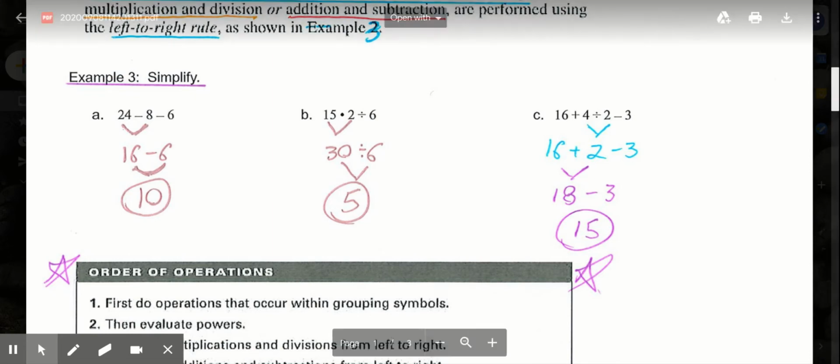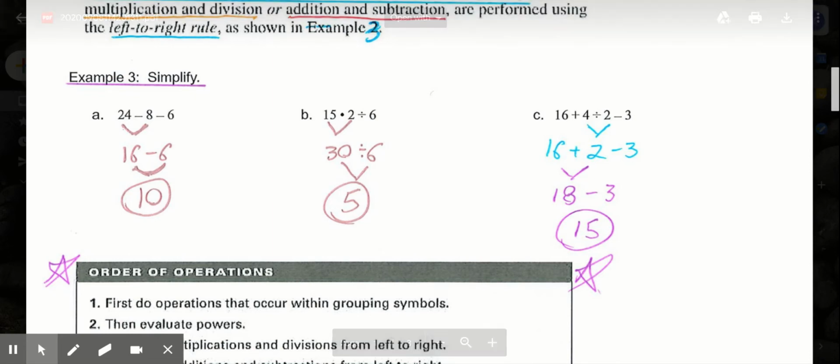And then in C, we have addition, division, and subtraction. So first, I have to take care of the division. So I bring down the 16 plus, and then 4 divided by 2 is 2, and bring down the minus 3. So then it becomes 16 plus 2 minus 3. Now it's all addition or subtraction, so we just solve it left to right. 16 plus 2 is 18. 18 minus 3 gives us 15.